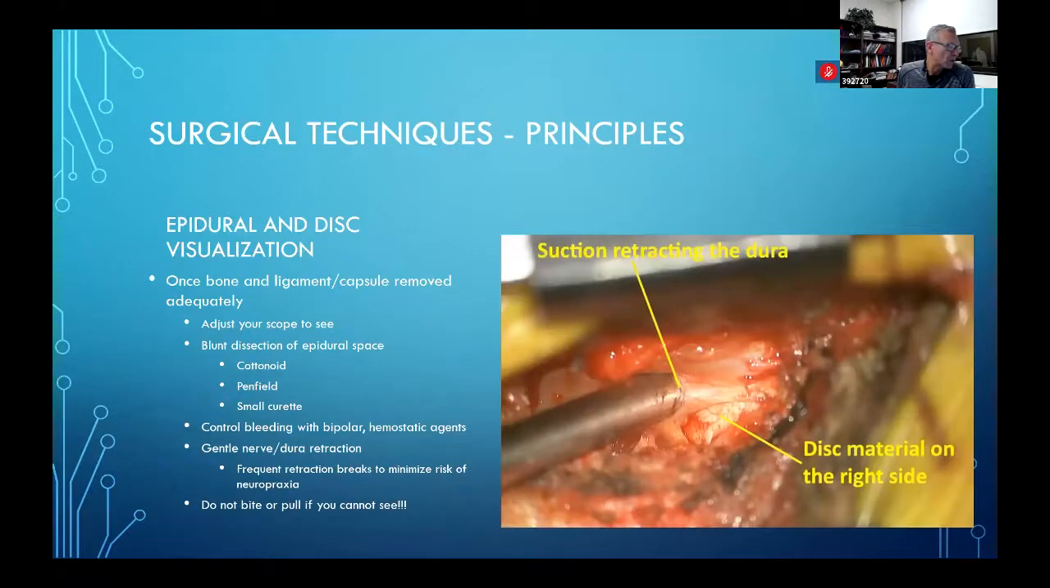work. So once the ligament's gone, once the bony work has been done, and now you're doing your work, this is a discectomy picture. This is the suction retracting the dura, cephalad to the picture's left, and caudal to the picture's right. So that's the traversing nerve root. You can see the large piece of disc just under the nerve root.